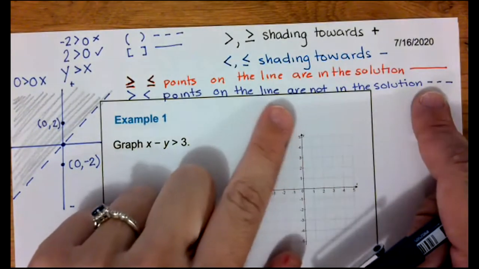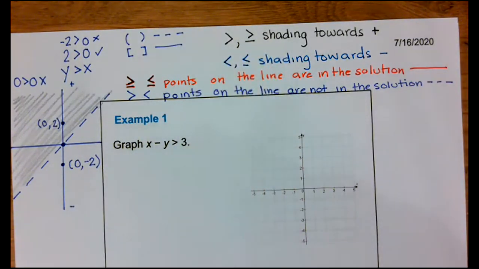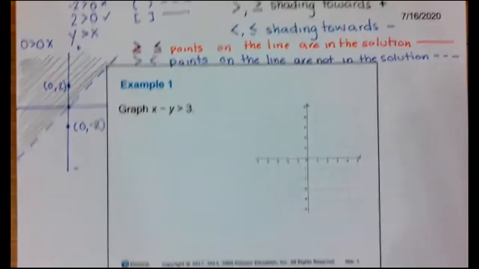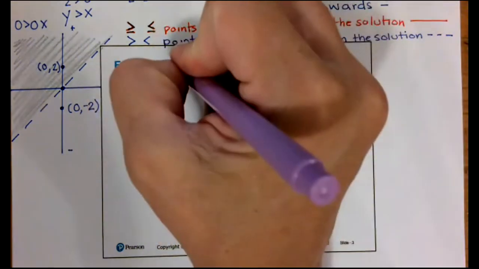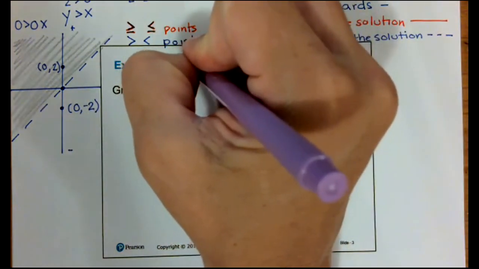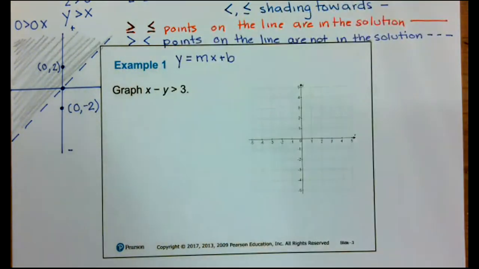Dashed lines, the line is not included. Solid line, the line is included. Okay, and let's just practice this. So the first step is actually setting it into slope intercept form so that we know what the line is. So we're going to graph it just like we graphed everything in the last unit. So we need y. I mean, it's not equals, right? But if it's in slope intercept form, it will help us to graph it easily.